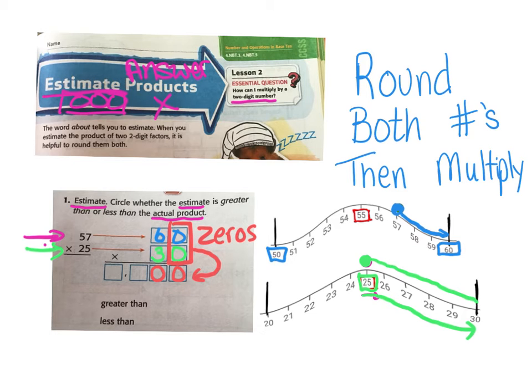Now, really, all I have to do is multiply my first two numbers. I have 6 times 3. 6 times 3 is 18. So I have 18. And that is my answer, 1,800. Okay, let's try another example.